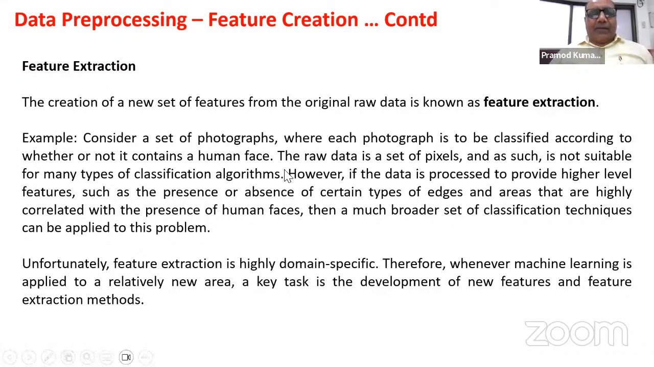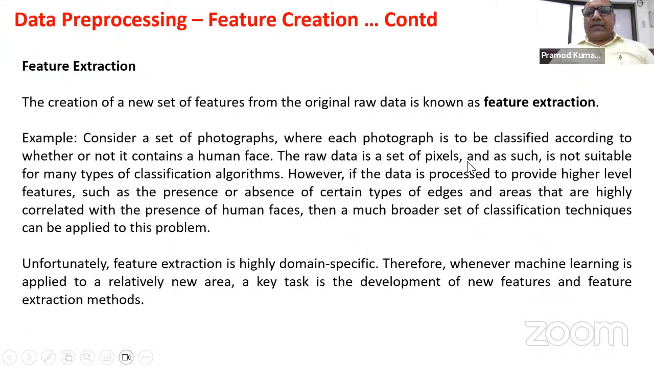So if you take an example, then things will be more clear. Consider a set of photographs. Say some images are given to us. Though technically photographs and images are different, take them as images. Consider a set of images where each image is to be classified according to whether or not it contains a human face. So we have been given a set of images, and in a few images human faces are there, and in a few images human faces are not there.